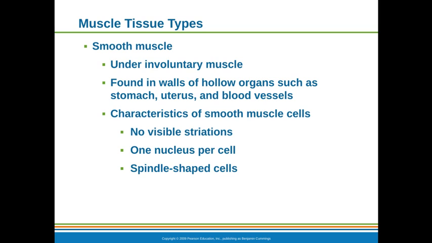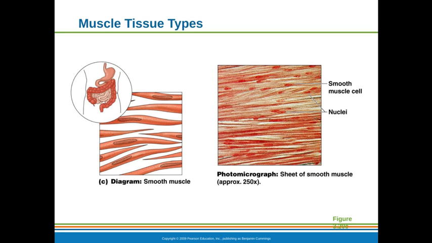Okay. Lastly, we have smooth muscle. It's involuntary as well. Now, it's found in the walls of hollow organs like the stomach, uterus, and blood vessels. There are no visible striations. It's uninucleate, and it produces these spindle-shaped cells, meaning they are pointed at each end. So we see right here, uninucleate, pointed on each end.